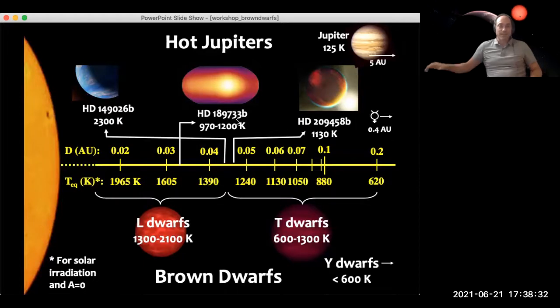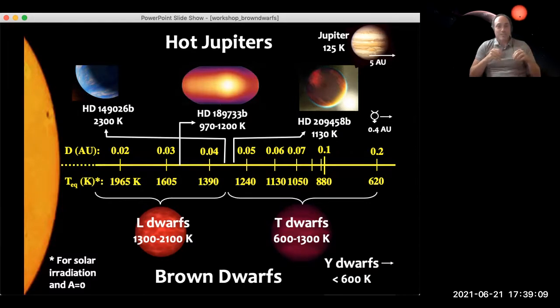Over the last several decades, we've actually been finding giant planets even closer to their stars than Mercury is to our sun. And these are the hot Jupiters. And you can see here the names of some of these objects and their temperatures. And those temperatures are right in the same range that we measure for the temperatures of L dwarfs and T dwarfs. And of course, now that we have Y dwarfs, we also have some things that are even colder than that. So one of the important things of studying brown dwarfs is that their physical properties in many aspects are very similar to these giant exoplanets that we've just been finding.